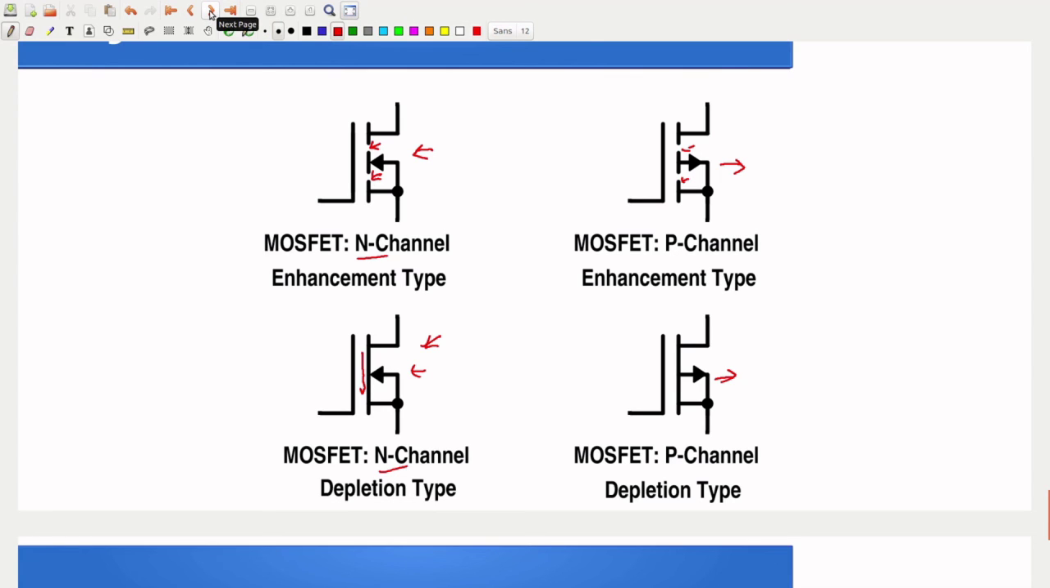So, the basic element or constituent of a MOSFET is the MOS capacitor itself, and the controlling of current flowing between drain and source is brought about by the applied gate voltage.